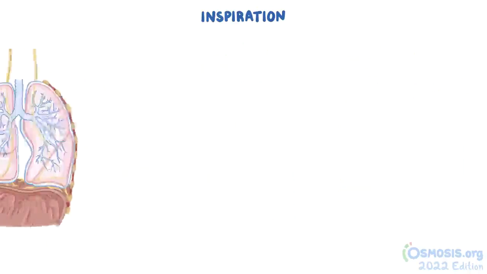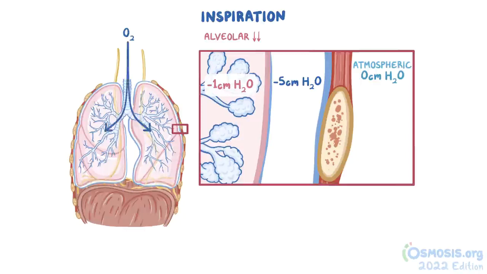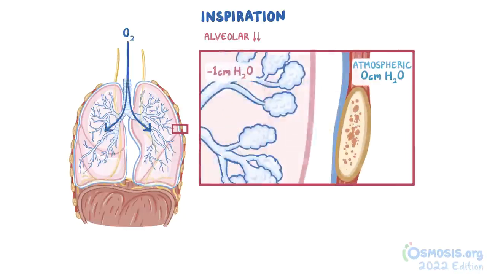Based on Boyle's law, as lung volume increases, the alveolar pressure decreases, specifically to -1 centimeters of water. This is lower than the atmospheric pressure, so now there is a pressure gradient that makes the air rush into the lungs like a vacuum. Eventually, all this air brings the alveolar pressure back up, and once it equals the atmospheric pressure, airflow into the lung stops.